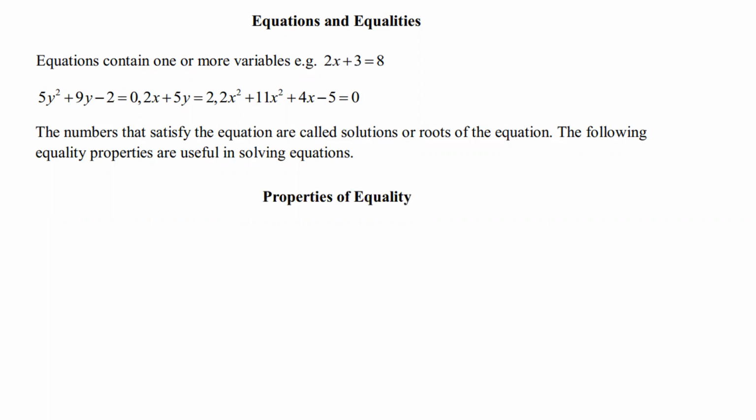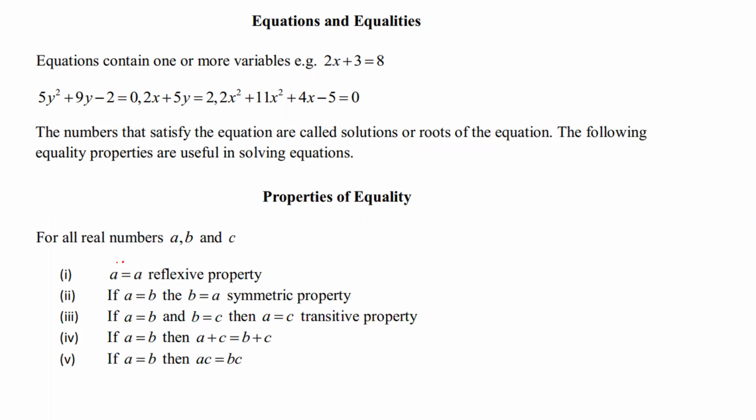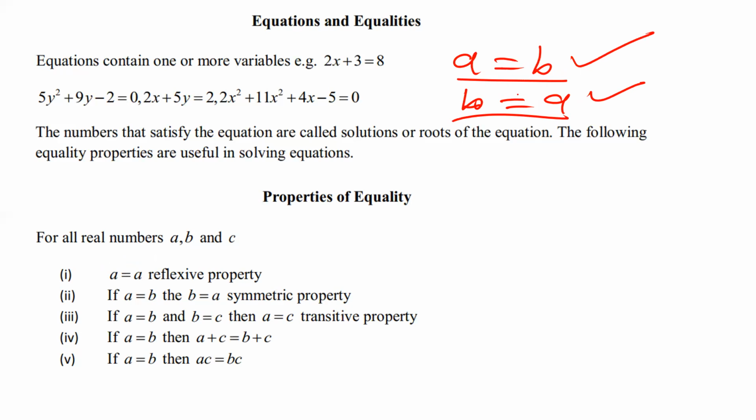Let me just put up the properties so that you see them. The first one is called the reflexive property. This one is straightforward. When we say 2 is 2, 2 will still be equal to 2. So when you say A is equal to A, it means that A is equal to A. Let's look at the second one, which is A is equal to B. It doesn't matter whether you start with B and say B is equal to A. These two statements are the same. So when A is equal to B, it means that B is equal to A. This one is called the symmetric property.